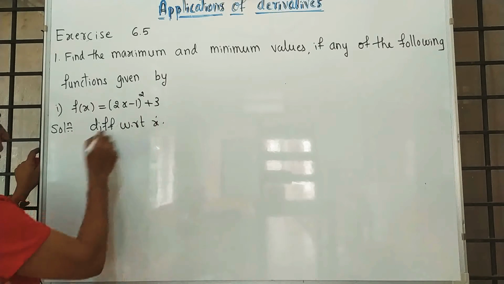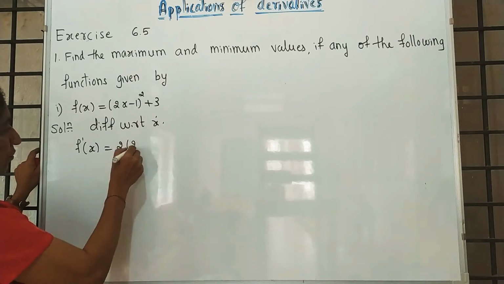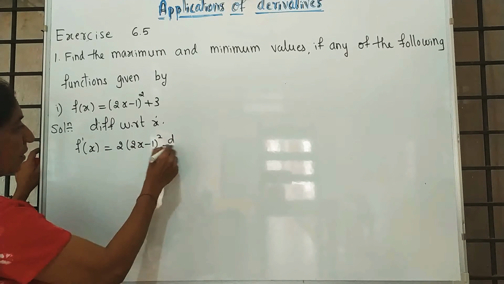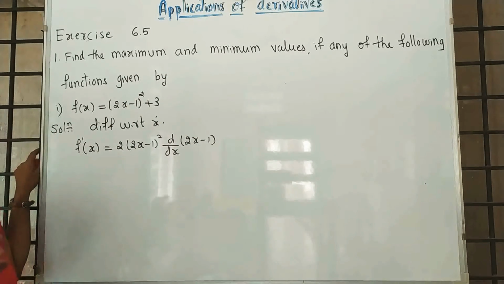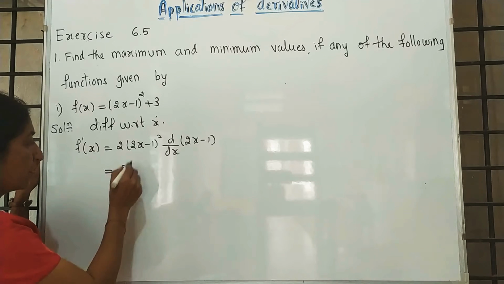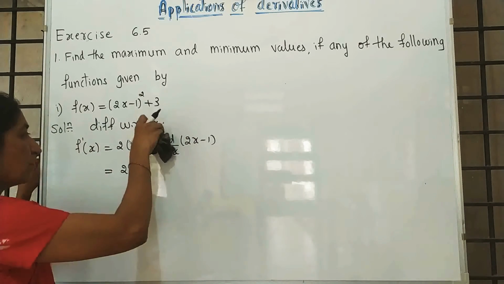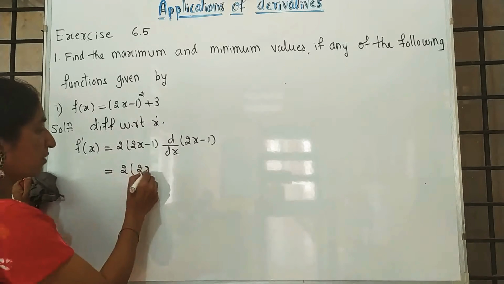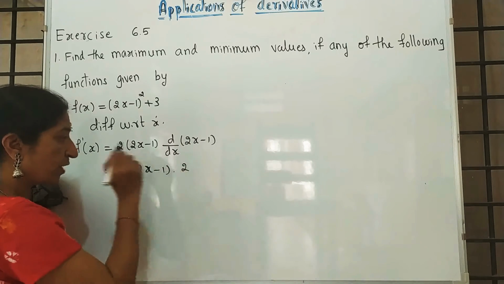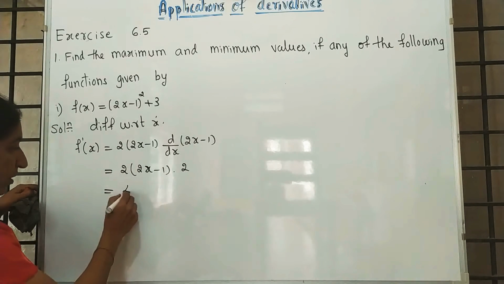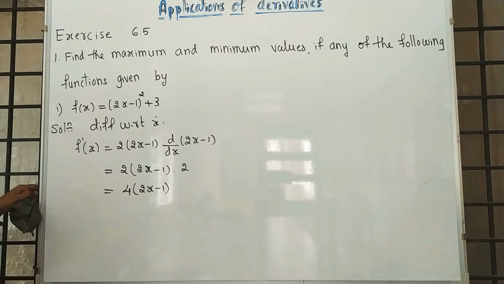Differentiating with respect to x. f dash of x is power 2 into 2x minus 1 whole square into differentiation of 2x minus 1, and differentiation of 3 will be 0. It is 2 into 2x minus 1, not whole square. It is in the form of n into x to the power n minus 1 into differentiation of 2x, which is 2. So it is 4 into 2x minus 1. First step is completed. Second step, what?